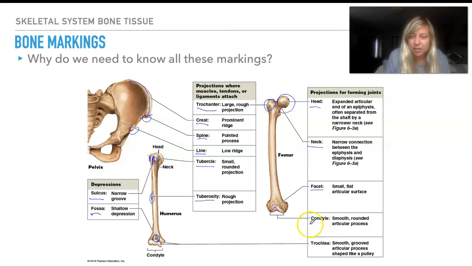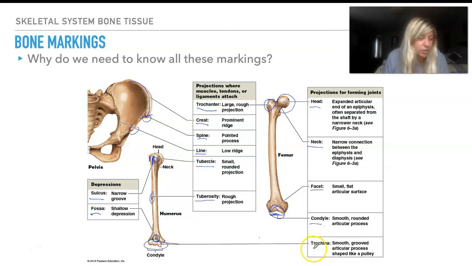Condyles are round, smooth areas on bones, typically where a joint is going to occur. So you can see a condyle here in this area on the femur, and you can also see some condyles. There's actually a couple over here on the humerus, and same thing here. We have lateral condyles and medial condyles, so condyles can have names.